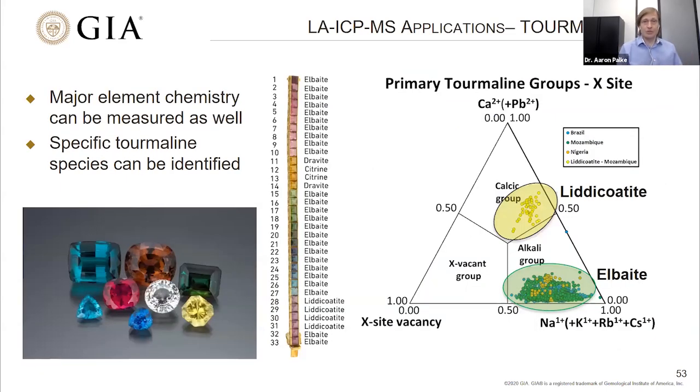Now, while trace element chemistry is the main thing we do with laser ablation ICP-MS, we can also measure major element chemistry as well. And one application for this would be identifying different tourmaline species.